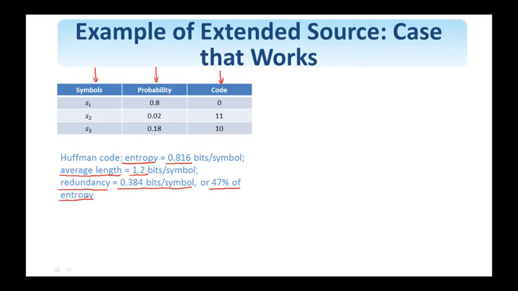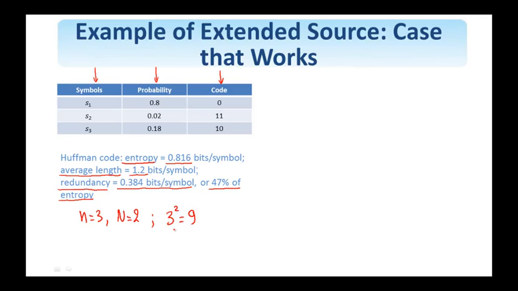So this is not a very efficient code, and we would like to extend the source and then redesign the Huffman code. For this particular example, clearly n equals 3. We want to just extend it by using 2 symbols at a time, and therefore the new alphabet is going to have 3 to the second, or 9, symbols.